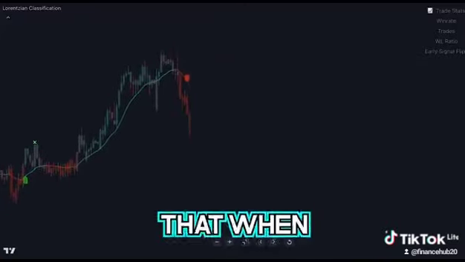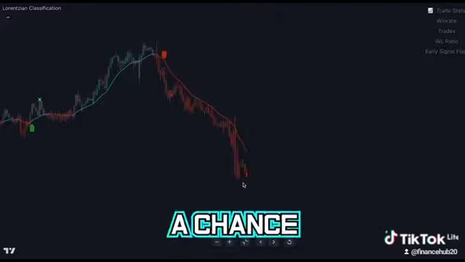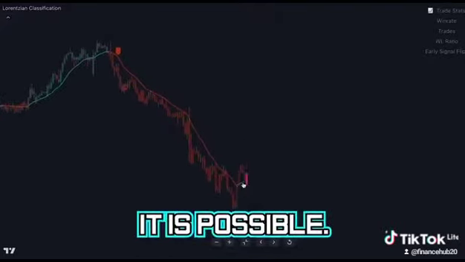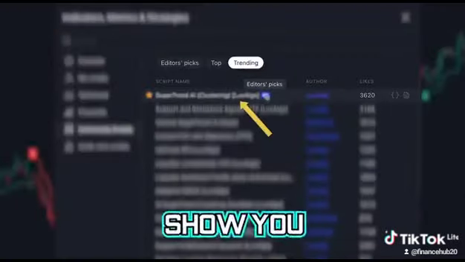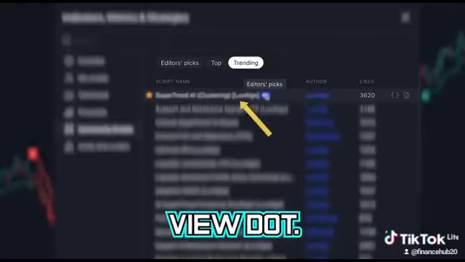However, you should be aware that when doing replay on this indicator, due to how data is delivered, there is also a chance of repainting. Though rare, it is possible. And now I will show you the most impressive and currently the most popular free AI tool on TradingView.